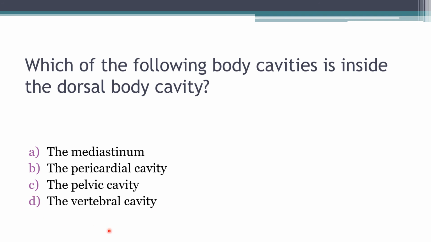So the correct answer to this one is D, right? The vertebral cavity. All the rest of these, right? Mediastinum is in the thoracic cavity. Pericardial cavity is in the mediastinum. Pelvic cavity is in the ventral body cavity, technically in the abdominal pelvic cavity, right? And that means all the rest of these are also in that ventral body cavity. The only one that's in the dorsal is the vertebral cavity.